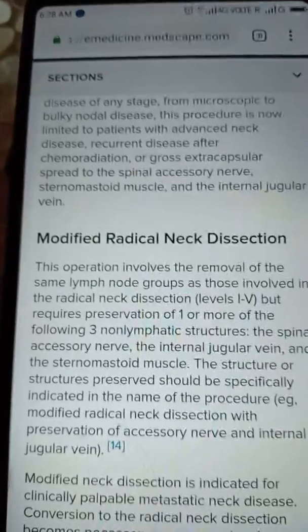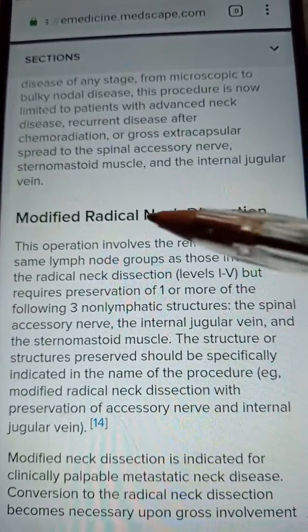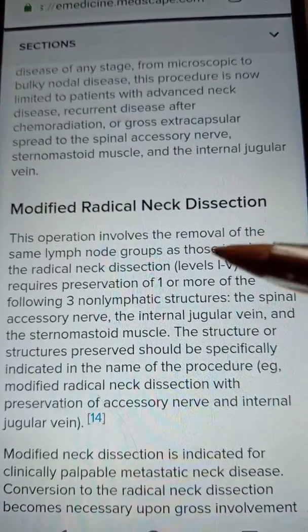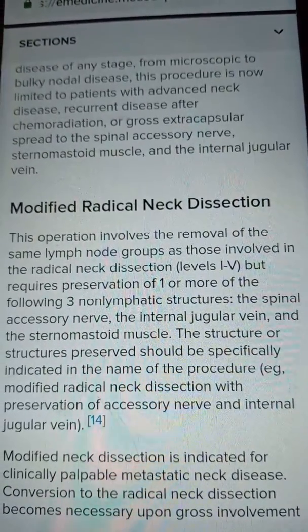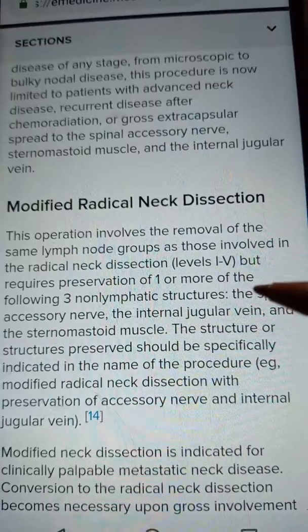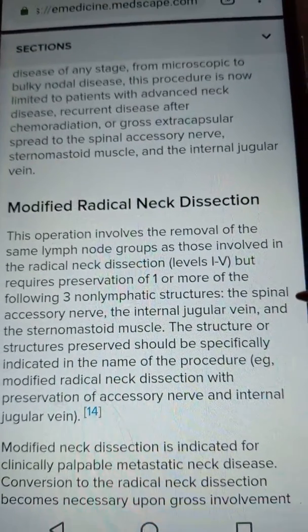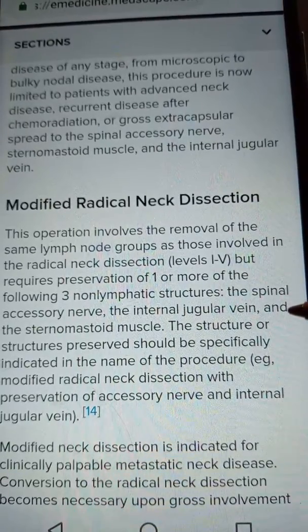Modified radical neck dissection involves removal of the same lymph node groups as those involved in radical neck dissection, that is levels 1 to 5, but requires preservation of one or more of the following three non-lymphatic structures. What are they? The spinal accessory nerve, internal jugular vein, and sternomastoid muscle.